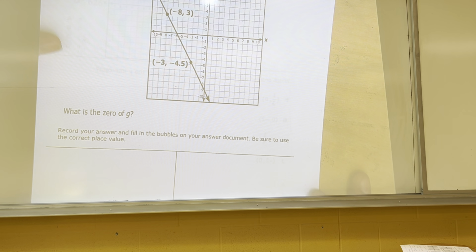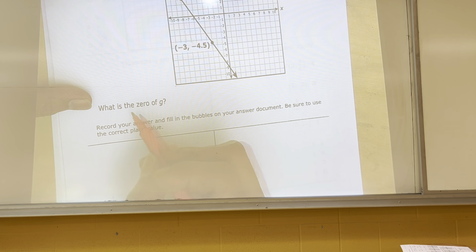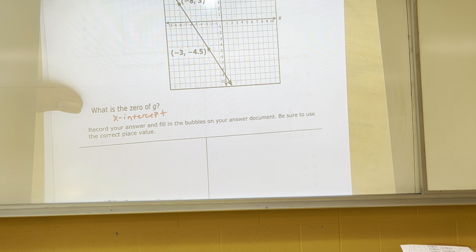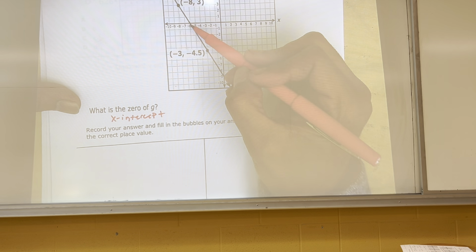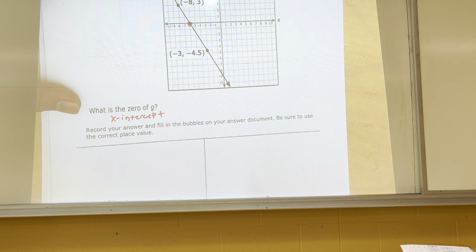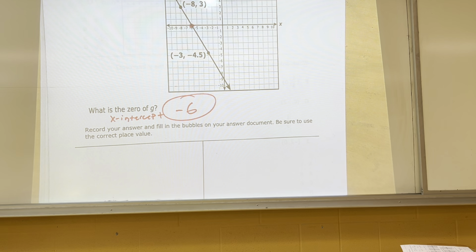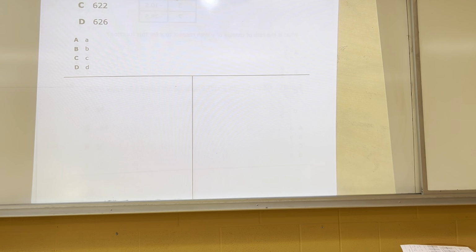Okay, number 5, what is the 0? 0 is the same thing as the x-intercept. It's just a different word. 0 is a different word for the x-intercept, which is right here. That's the x-intercept, negative 6. That's it.